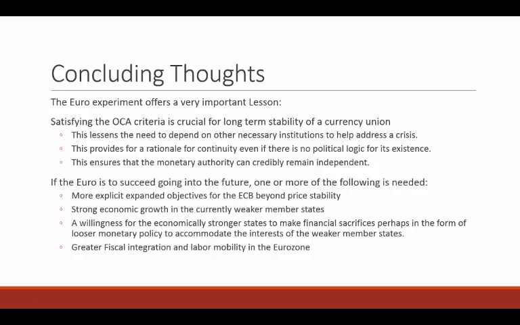Further, if the euro is to succeed as optimists hope for, it may be necessary for the ECB to pay closer attention to other objectives beyond price stability, for the economically stronger states to make financial sacrifices perhaps through looser monetary policy in order to accommodate the interests of the weaker states, and for member states to consider the possibility of greater fiscal integration or to have some form of fiscal transfer mechanism in place as a buffer in light of asymmetric shocks to the Eurozone member nations.